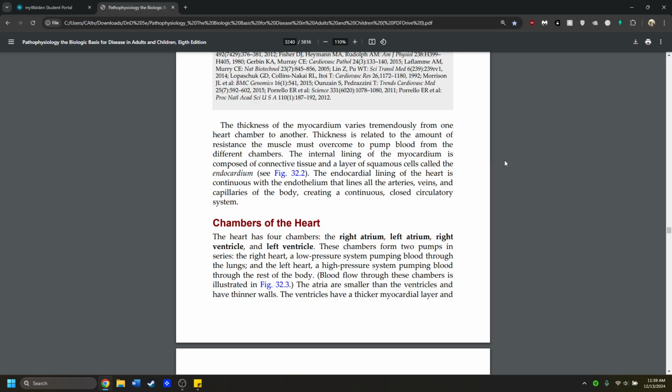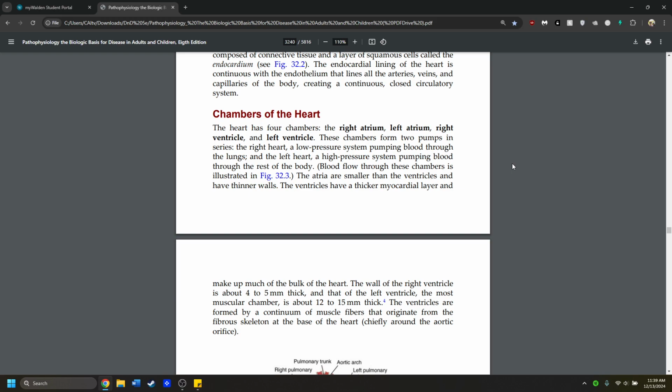Chambers of the heart. Well, the heart has four chambers: the right atrium, left atrium, right ventricle, and left ventricle. These chambers form two pumps in series. The right heart, a low pressure system pumping blood through the lungs, and the left heart, which is a high pressure system pumping blood through the rest of the body. Blood flow through these chambers is illustrated in that figure we took a look at already.